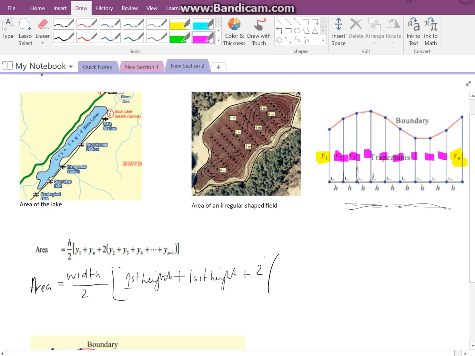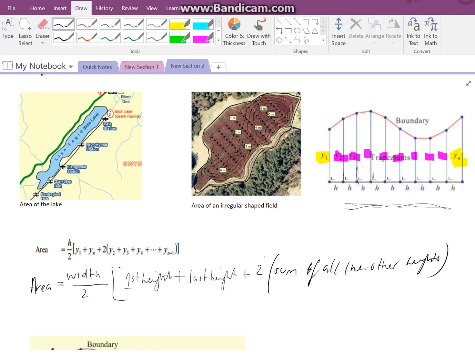Okay, so basically what that means, if you look at that purple highlighter there, it's all the heights, but not the first and the last. So what we call it is the sum of all the other heights, because sum means adding up. Sum of all the other heights. And that's our formula broken down for us, so it's simplified.